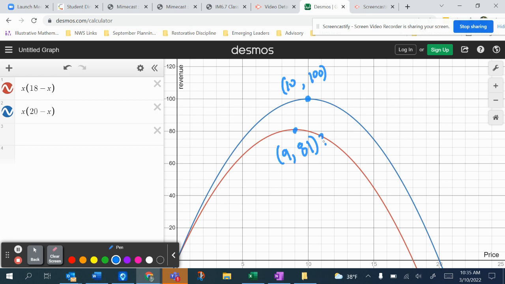So I encourage you, whenever you're unsure about something, go to Desmos, graph it, see what you think, because that visual is a really powerful tool, and Desmos is so easy to use once you learn how to use it that it's a really quick way for you to analyze a function.